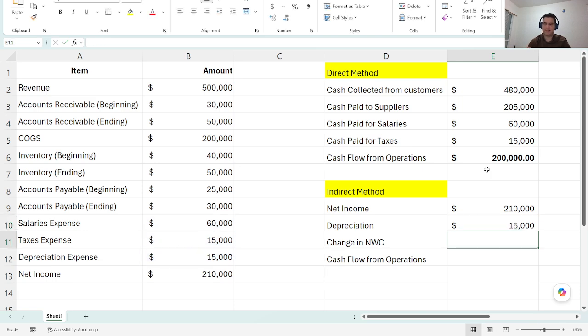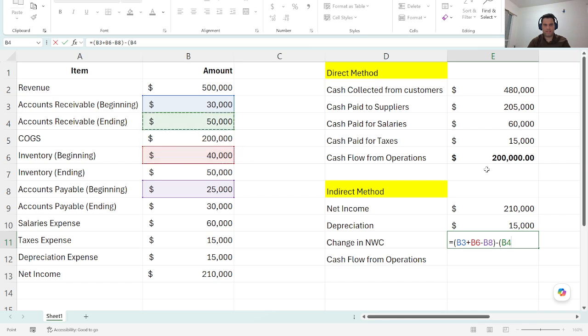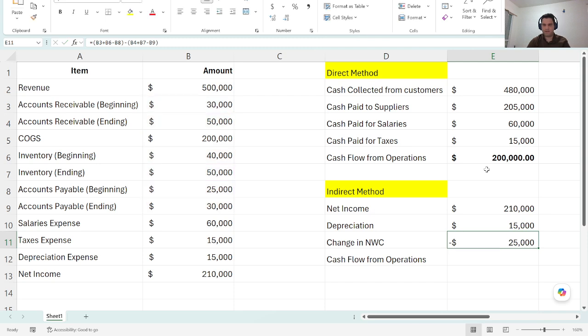The change in net working capital, again, is accounts receivable plus inventory minus accounts payable in this case. It's current operating assets minus current operating liabilities. So we're going to open the parentheses. I'm going to look at the beginning balance of accounts receivable plus the beginning balance of inventory minus the accounts payable beginning balance, and subtract it, open parentheses, accounts receivable ending balance plus inventory ending balance, and subtract accounts payable ending balance. Okay, and we can use the auto sum function here, and it happens to be the same.